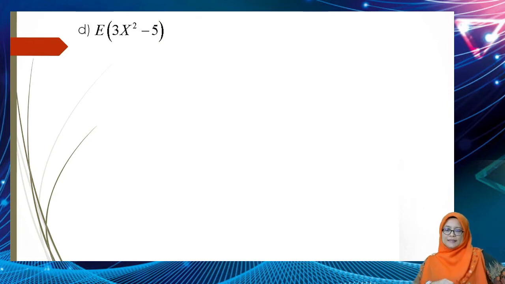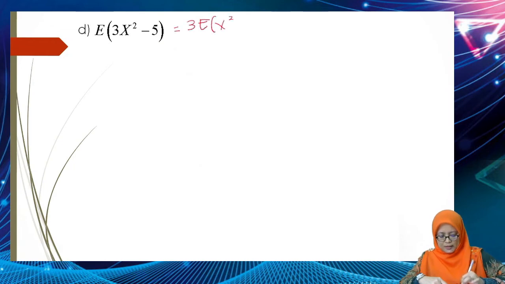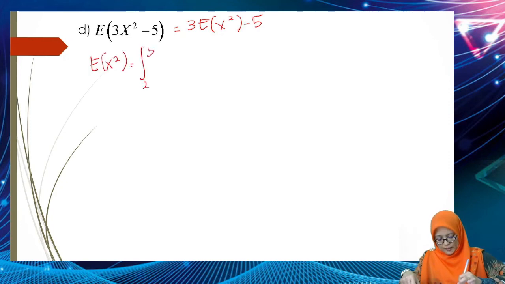Okay, so then last one, kita ada expectation 3x square minus 5. Okay, so ini sebab kita tak ada lagi, kalau kita apply properties ini jadi 3 expectation x square minus 5. Okay, so sekarang ni kita tak ada lagi expectation x square. So kena cari dulu expectation x square. So expectation x square ni integrate daripada 2 to 5 function tadi. Cuma sekarang ni kita nak cari expectation x square. So darab dulu you punya function dengan x square.